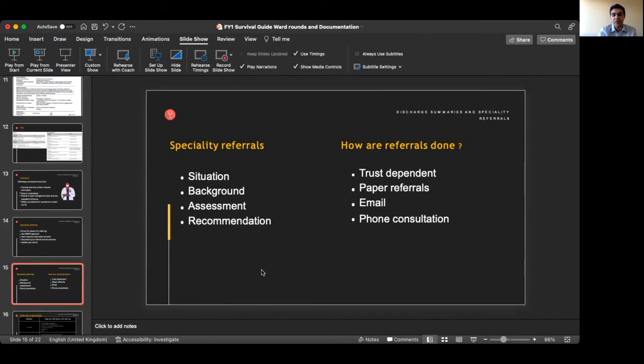So different hospitals will do it differently, but also according to different specialties. For instance, for Nihal and I, we're both at the same hospital, but according to different specialties. For some specialties, we do paper referrals. For others, we send emails to secretaries or to the relevant consultants. Or for some of them, we just call the on-call consultant at that time to get opinions or to refer this patient. So it will depend on your trust and on the specialty.